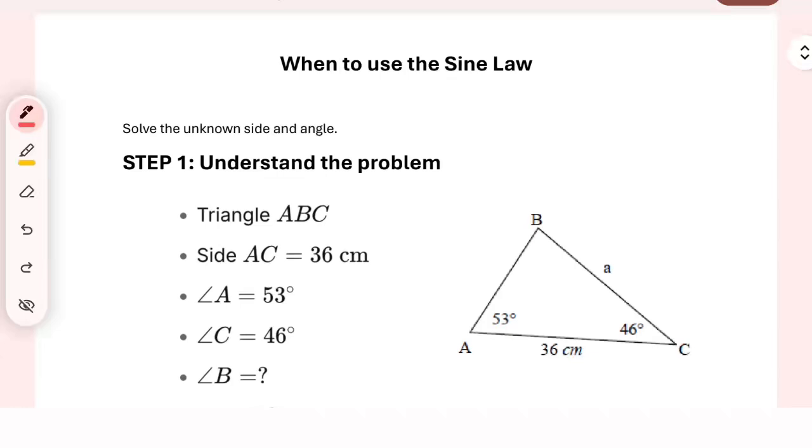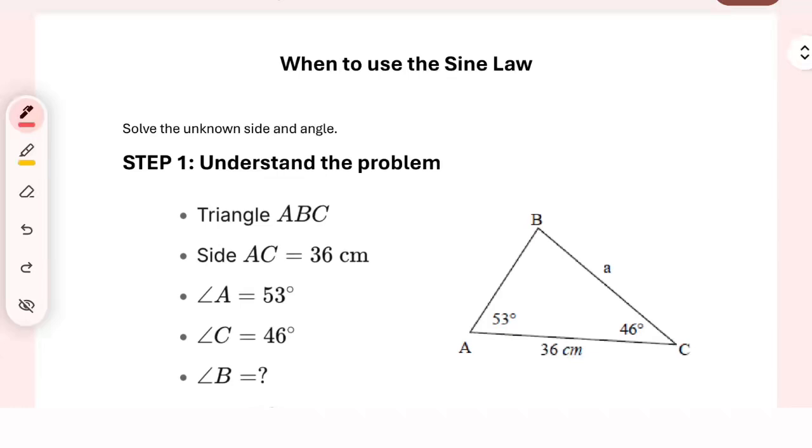So here we will use the sine law to solve for the unknown side and the unknown angle. So here is the given triangle. Remember, the sine law and the cosine law are for non 90-degree triangles, right? If it is not a right triangle and there are unknown sides and unknown angles, you use the sine law or the cosine law.